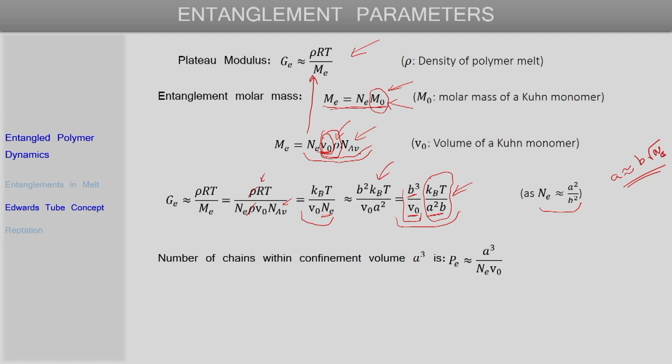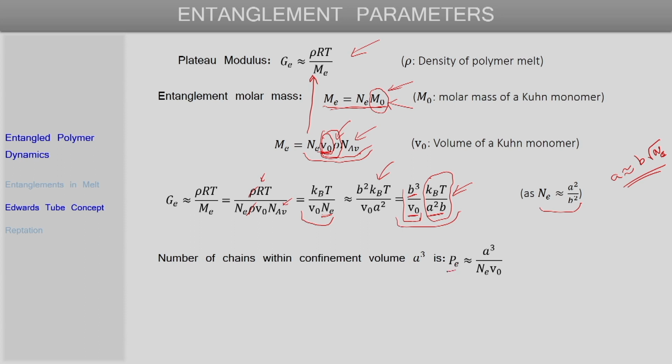Since the tube diameter, which is the confining tube, is represented by A, the confining volume we represent by the cube of this. So the confinement volume will be A cube, and we are trying to find the number of polymer chains present within this confinement volume, and that number is represented as Pe. So it is the number of polymer chains in the given confinement volume.